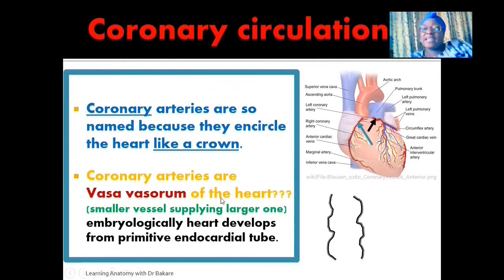The coronary arteries are referred to as the vasa vasorum of the heart. Vasa vasorum generally are small vessels that supply medium-sized or large vessels.